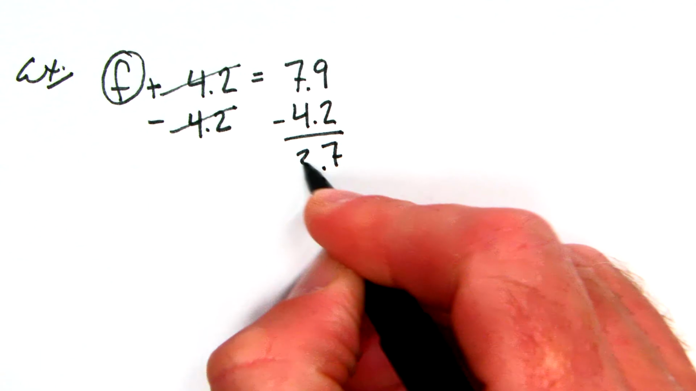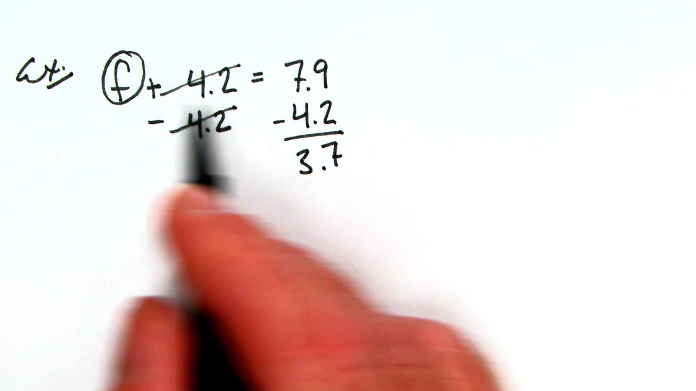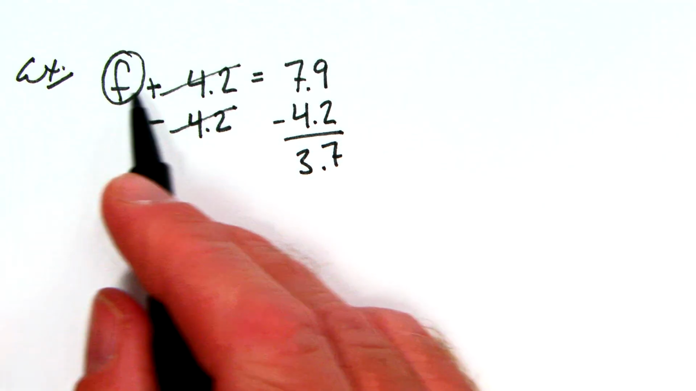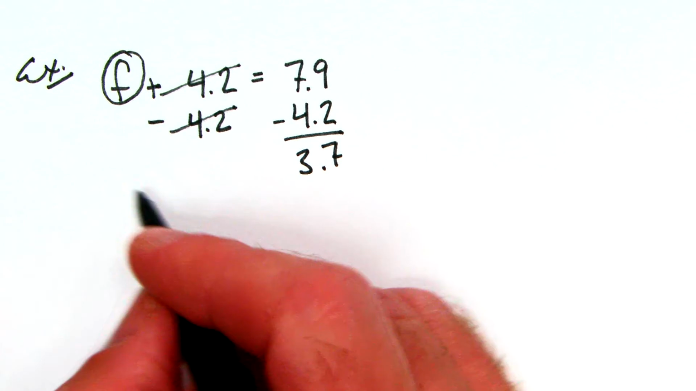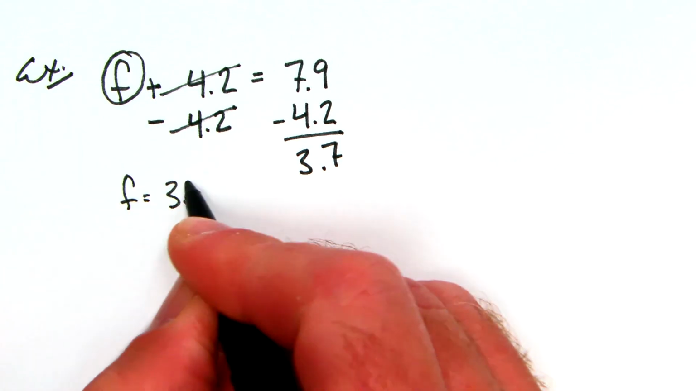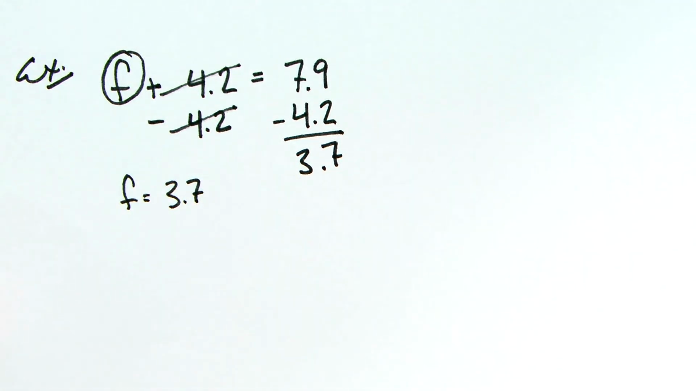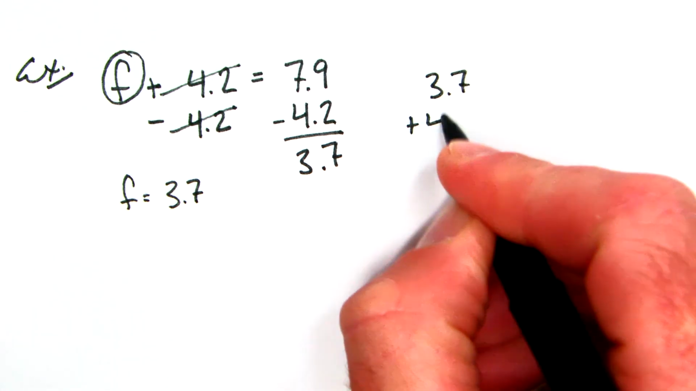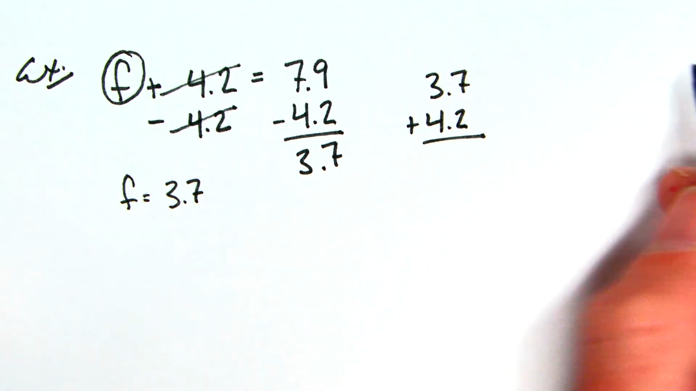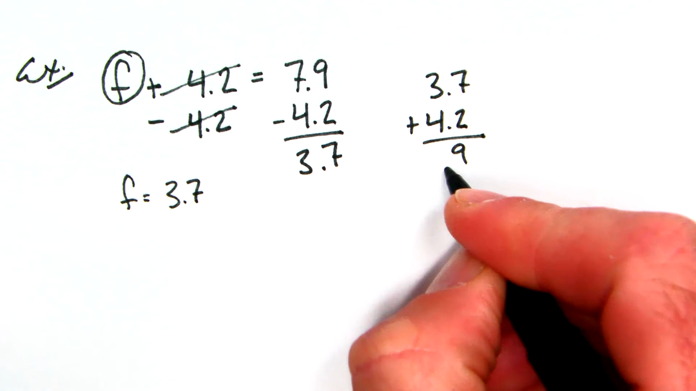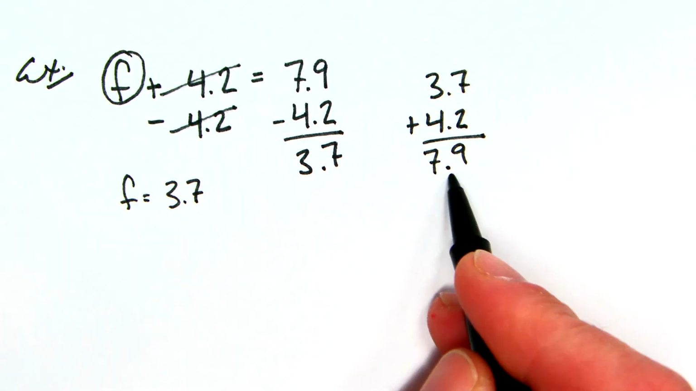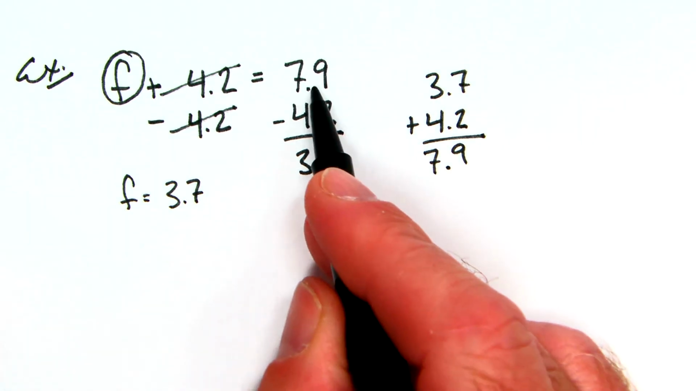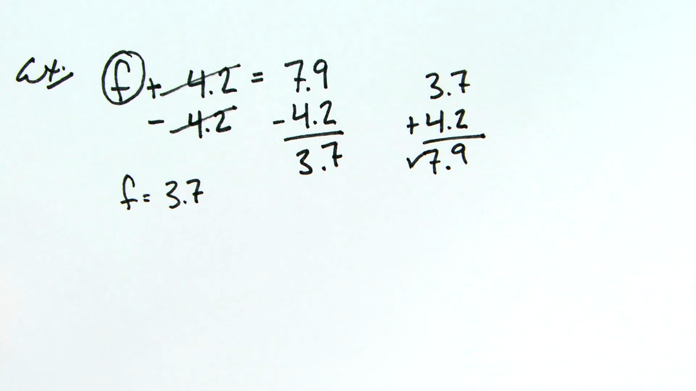3 and 7 tenths. So the only thing left over here is an f, and the only thing left over here is 3 and 7 tenths. So f should equal 3 and 7 tenths. Let's check it. Let's take our 3 and 7 tenths and add 4 and 2 tenths to it. Decimal point. 7 and 9 tenths. Looks like we're good to go. All right, one more example.